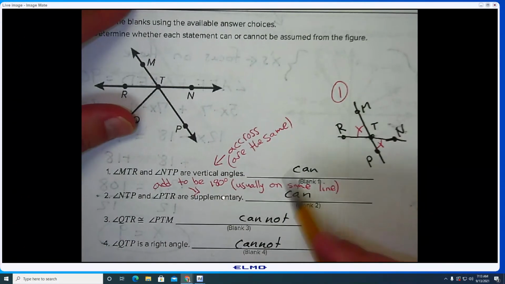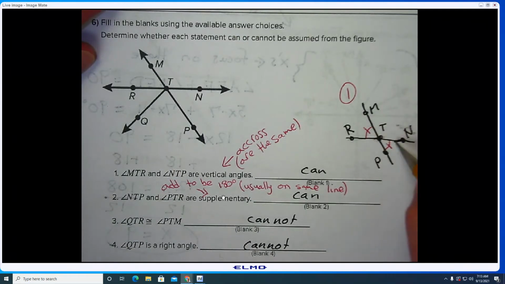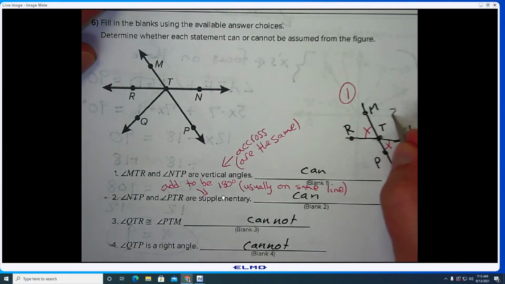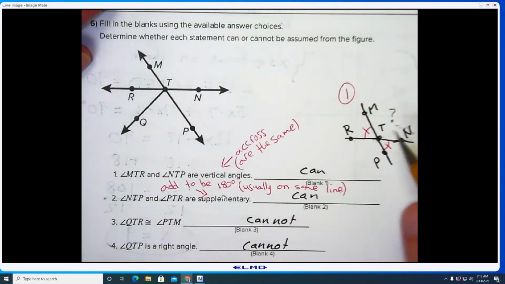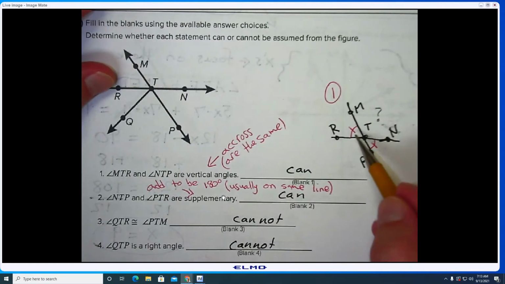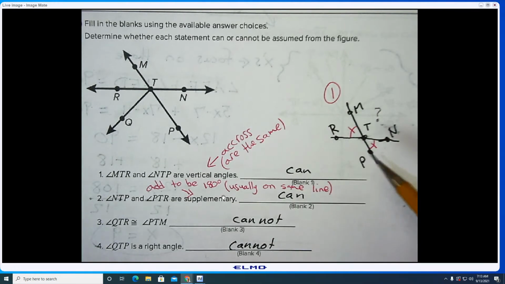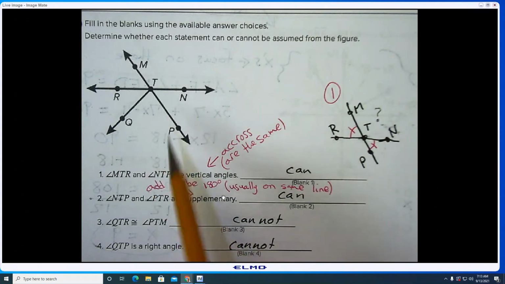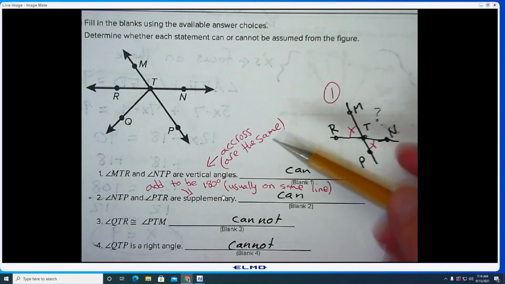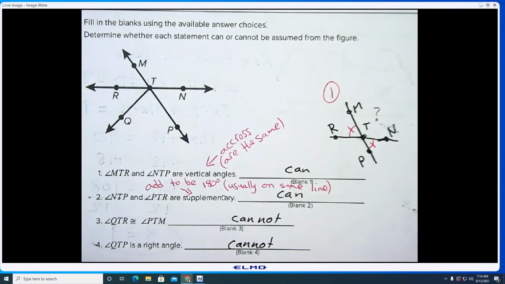Number 1. So if they're vertical, I went ahead and drew the angles that they are asking us about, and then we're checking to see, does this look like it makes sense? So does it look like these are lines that cross and that we have angles that are across from each other? Yes, it does. Those do look like vertical, so we can assume. A lot of times in geometry, if it looks like it should be, then we can go ahead and say it is. So that's a little bit different than algebra. So we're assuming that this angle and this angle are the same.